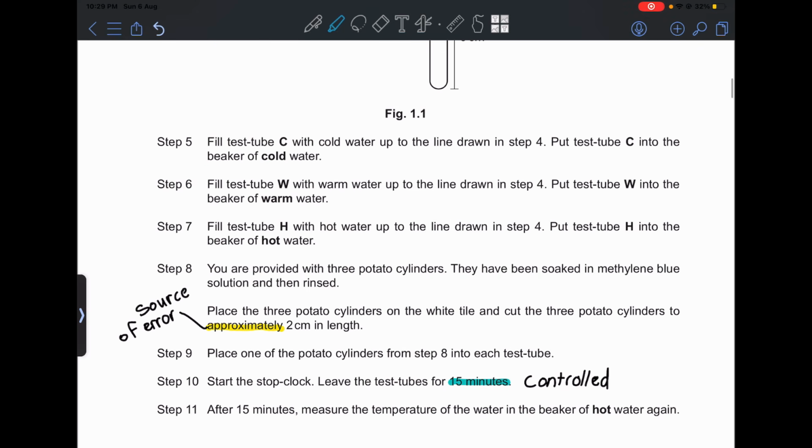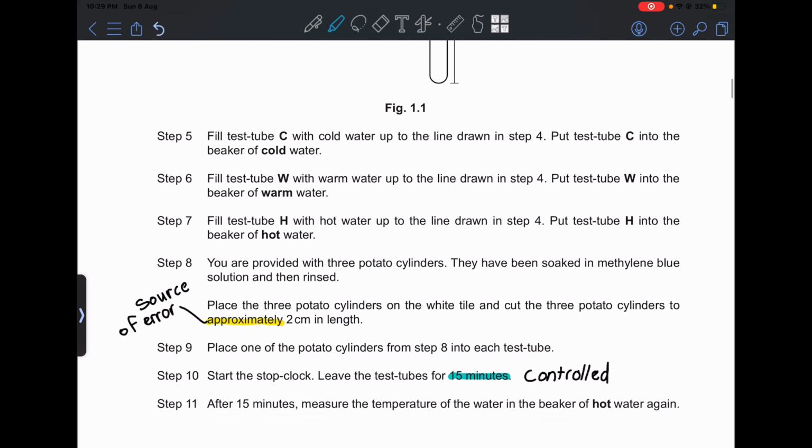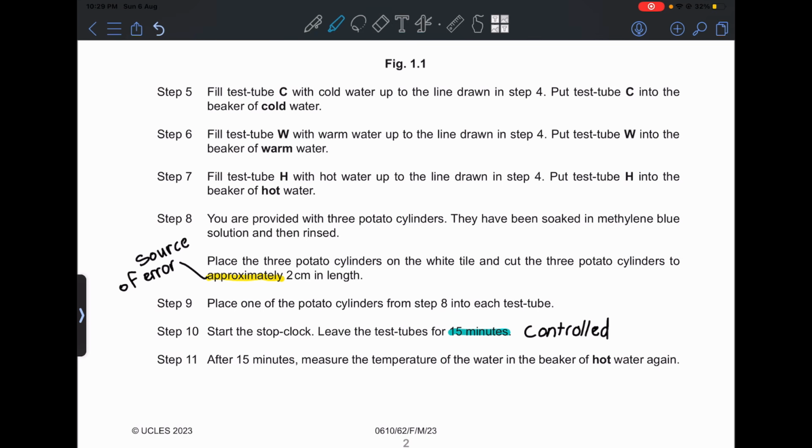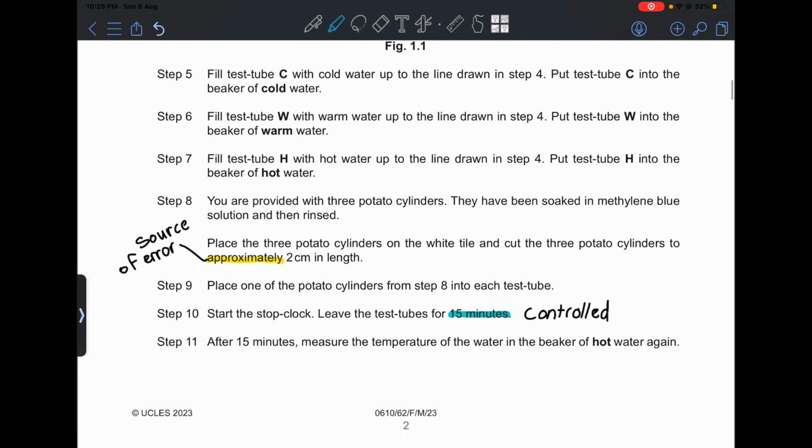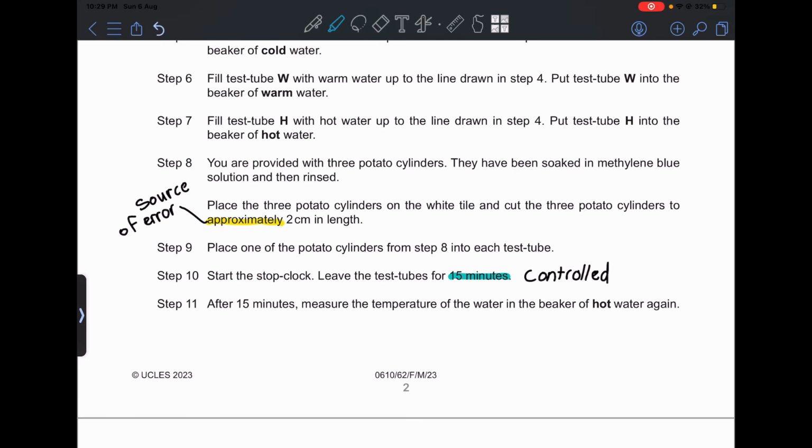Step 5. Fill the test tube C with the cold water up to the line drawn in step 4. Put test tube C into the beaker of cold water. Step 6. Fill test tube W with warm water up to the line drawn in step 4. Put test tube W into the beaker of warm water. Step 7. Fill test tube H with hot water up to the line drawn in step 4. Put test tube H into the beaker of hot water.